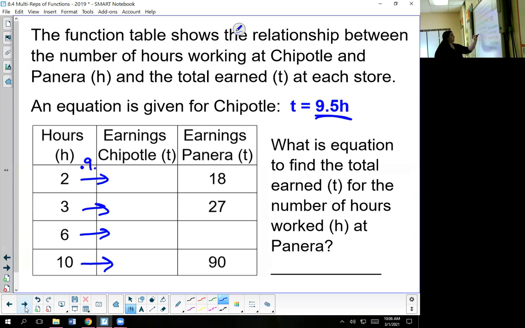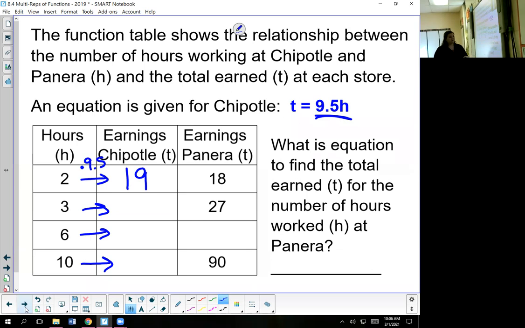So again, how do I go from here to here, here to here? I would do times 9.5. So 2 hours at Chipotle would be not $18, it'd be $19. Okay, then 3 would be 9.5 more, and so on and so forth. So you would fill that out here.